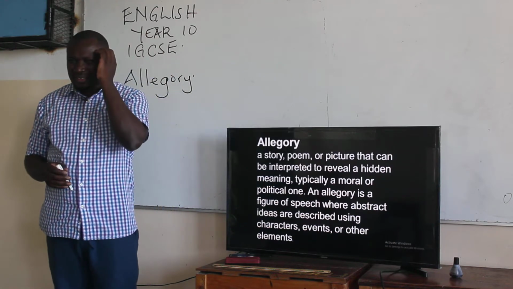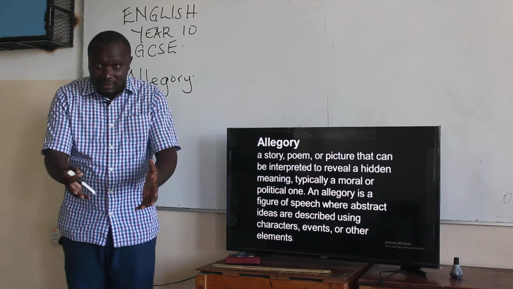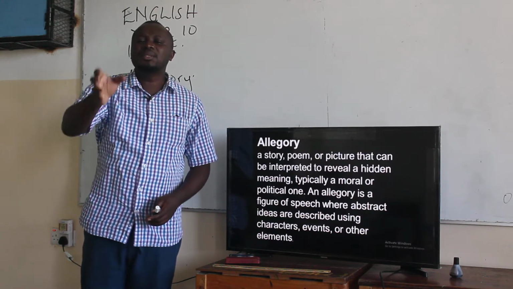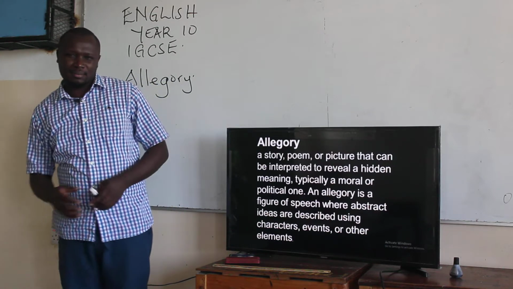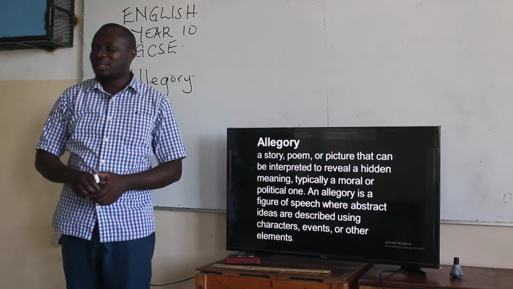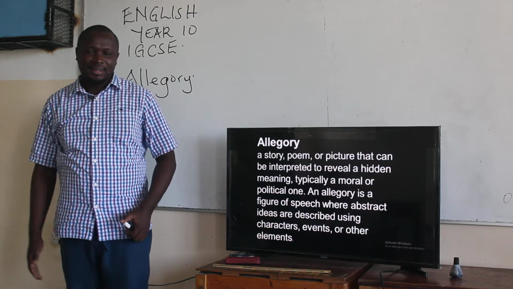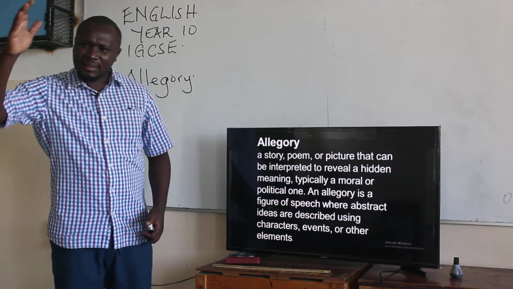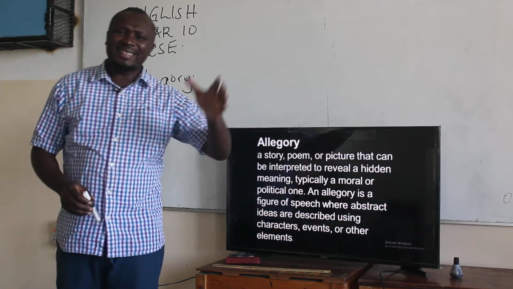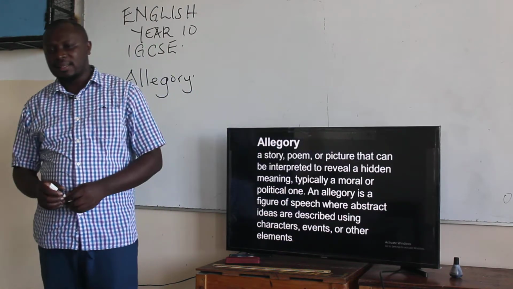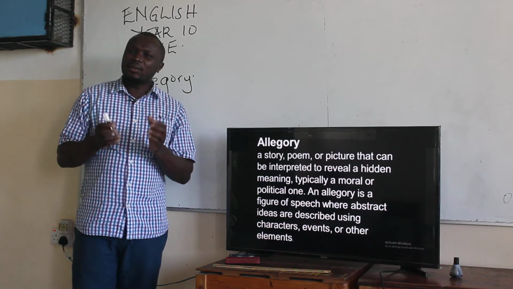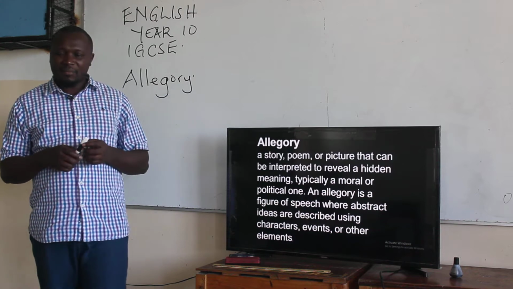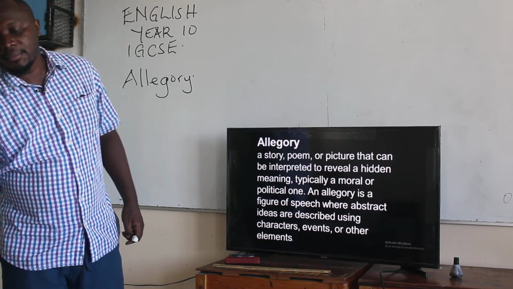An abstract idea, or a person, it's something you can see, it's real. It can be described using a different character. You can use an animal to represent someone. You can use an animal to represent Joseph. Joseph is the real thing, and an animal is a character to represent that. So simply, an allegory is a story, a poem, or a picture that can be interpreted to reveal a hidden meaning.